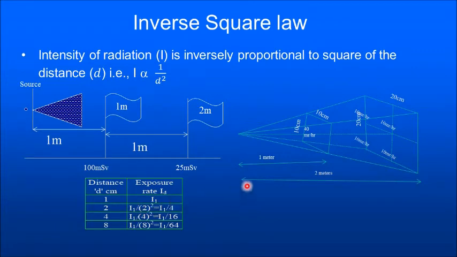It is not the same when you move from 2 meters to 3 meters. There also you move by 1 meter, but the decrease is not the same. Please remember that, okay? So when you take from the source point, then you can straight away apply this equation and say I is proportional to 1 by d square. Otherwise, you have to take both the points and do the inverse square law correction.